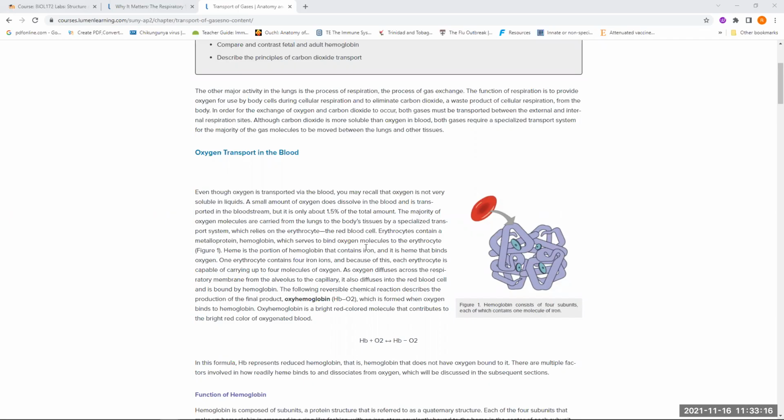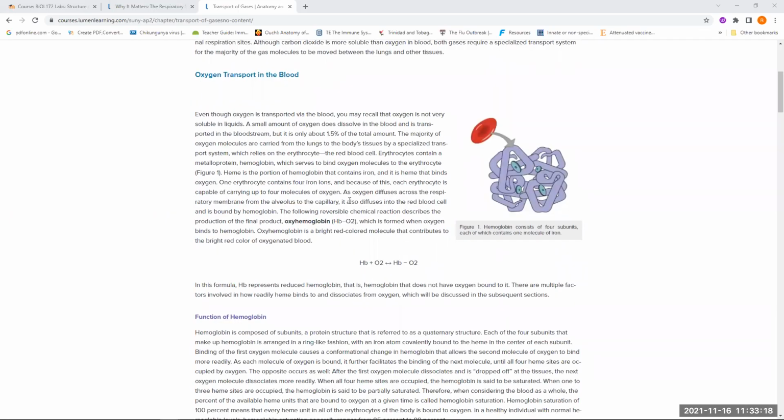Okay. So each erythrocyte contains 4 iron, carrying up to 4 molecules of oxygen. So each erythrocyte, 1, 2, 3, 4. Very important.